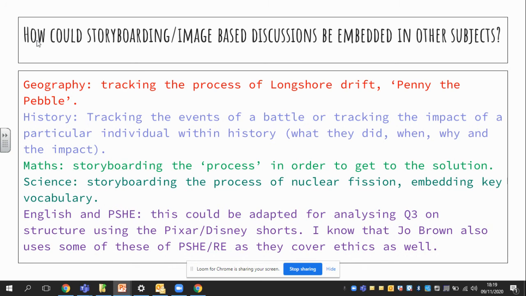With history, you could track an individual and the impact that they had. With maths and science, you could storyboard a process, and there are so many things that you could do. I hope that you found this session useful, and hopefully you can start thinking about ways you can storyboard in your subject.